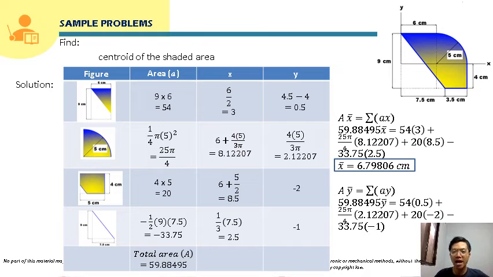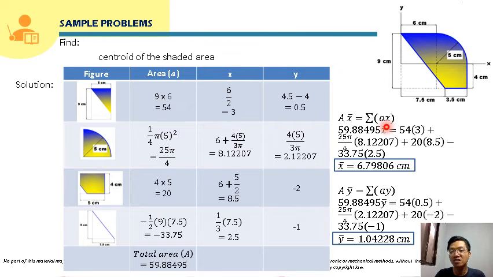Now for y bar, we are going to use our formula. Again, our total area is 59.88495, times y bar, equal to the sum of area times its corresponding y-coordinate. So this will be 54 times 0.5 plus 25 pi over 4 times 2.12207, plus 20 times negative 2, minus 33.75 times negative 1. Solving for y bar, the answer will be 1.04228 centimeters. So this is now the answer for x bar and y bar.